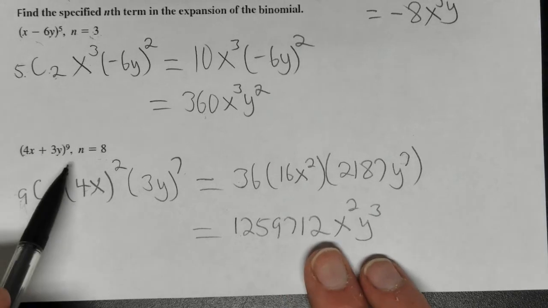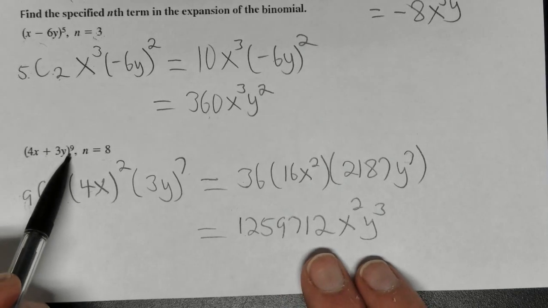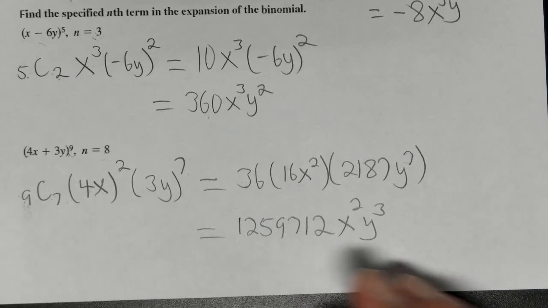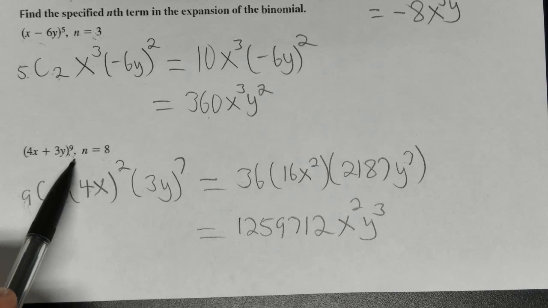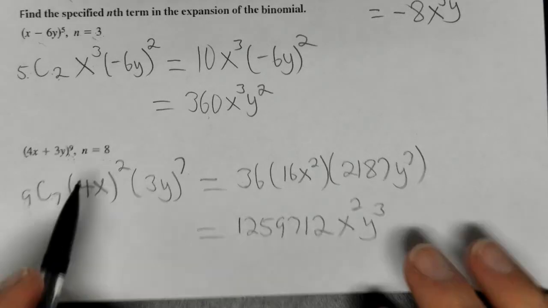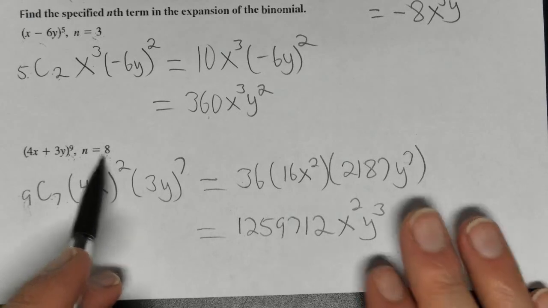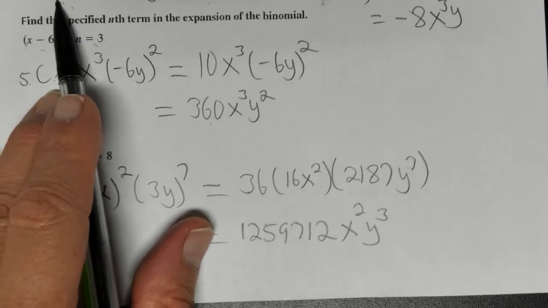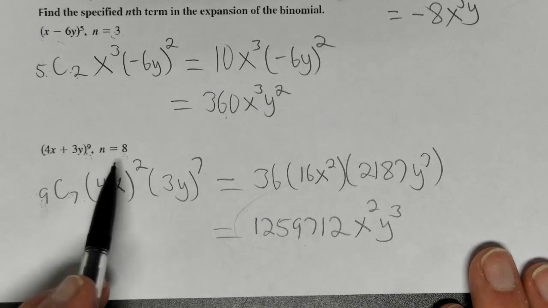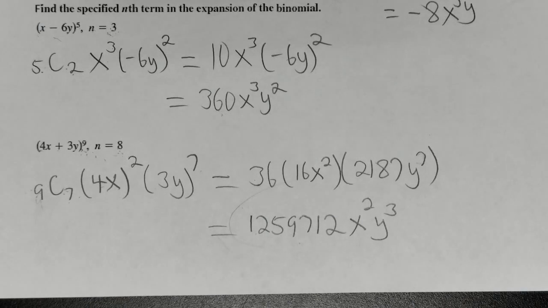All right. So this would be the 8th term in this expansion. Okay, so like I say, if you were to get the entire expansion, it would take a while. But when the powers are really high, typically they will just ask you for one certain term, and that's where this formula comes in, and then you can come up with the 8th term in this particular expansion. All right, so there you go.